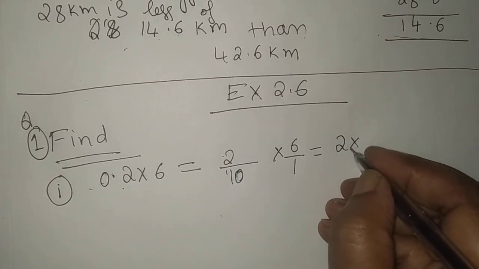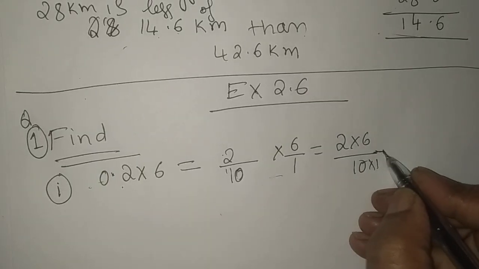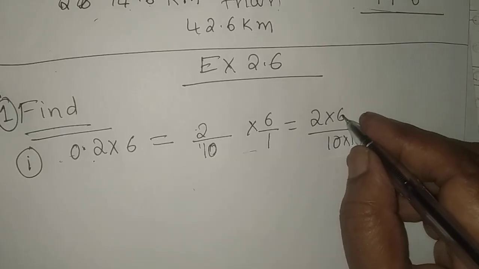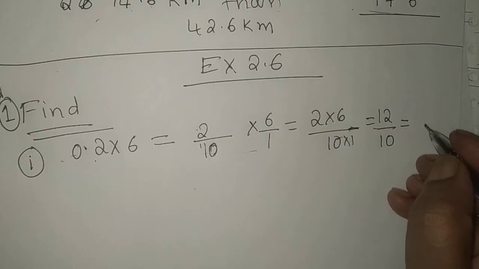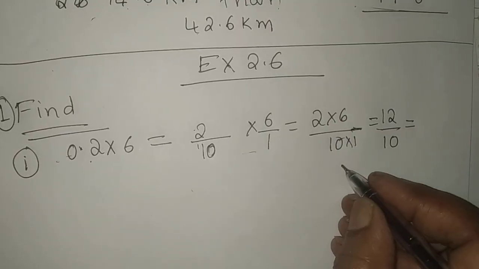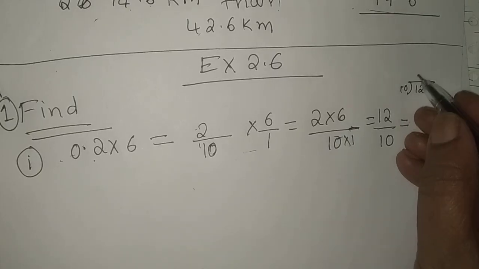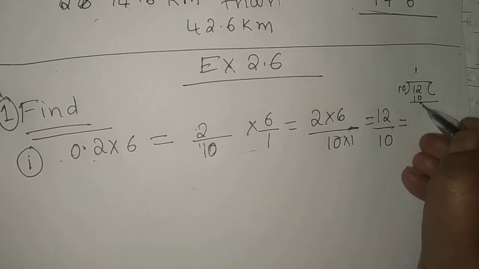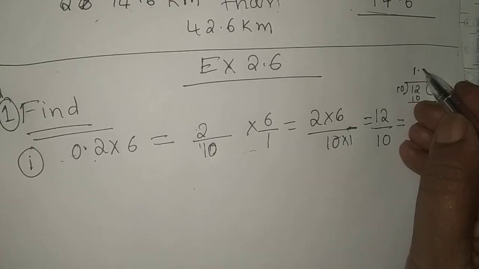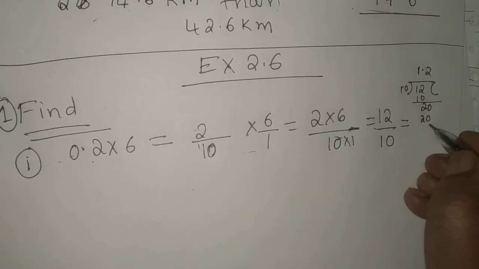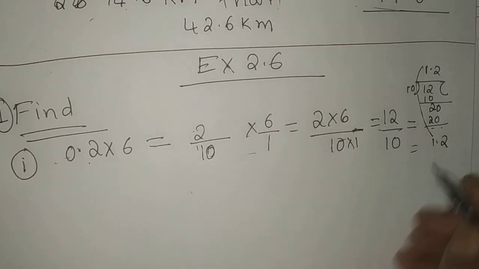Then again 2 into 6 by 10 into 1, you can write. If you are confused, you can just write it. Then 2 into 6 is 12, 10 into 1 is 10. So 12 divided by 10: 10 ones are 10, then 2 remainder, put a point, put a 0, 10 twos are 20. So the answer is 1.2.